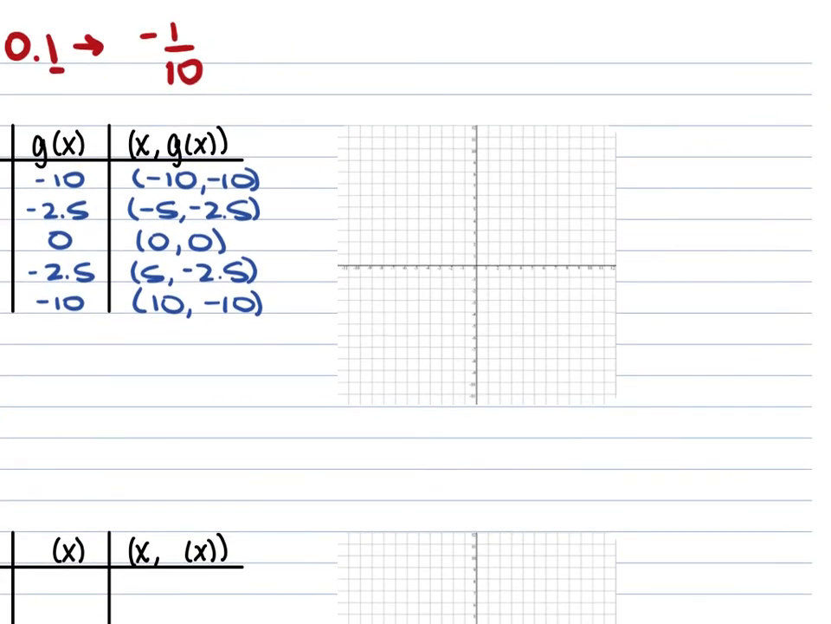So plotting these points, negative 10 is here. The positive 10 is here. Negative 5, negative 2.5 is here. Positive 5, 2.5 is here. And 0, 0 is here. Our domain for this one, like the rest, is all real numbers. Our range, it opens down, so y is less than or equal to 0.